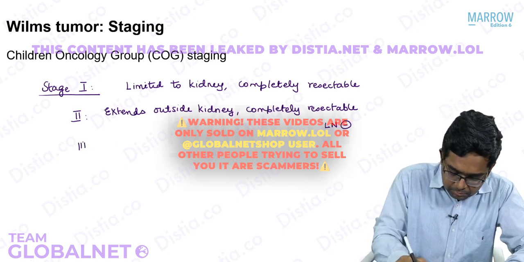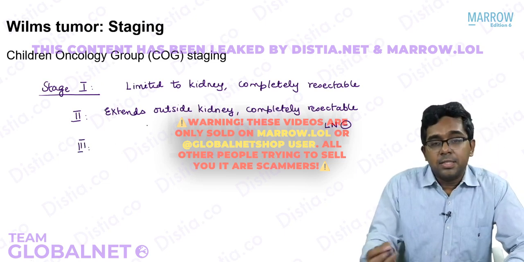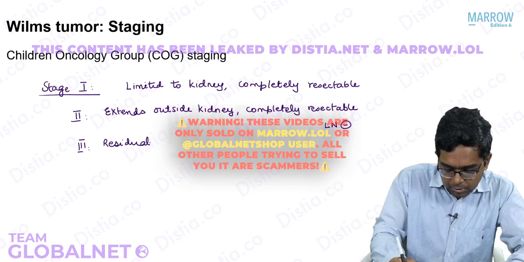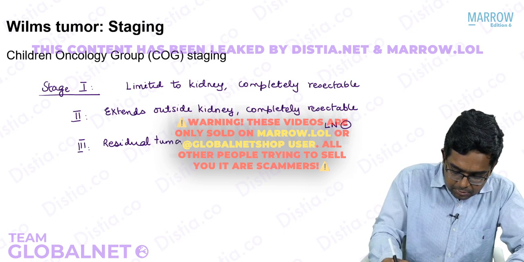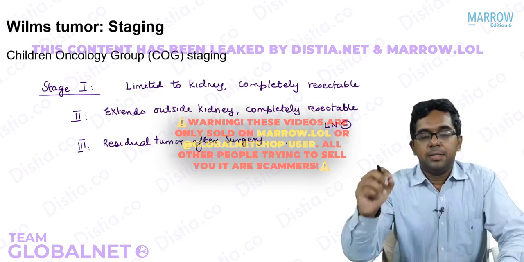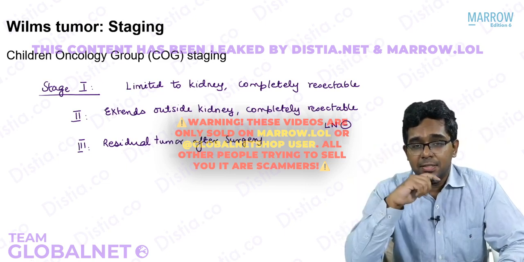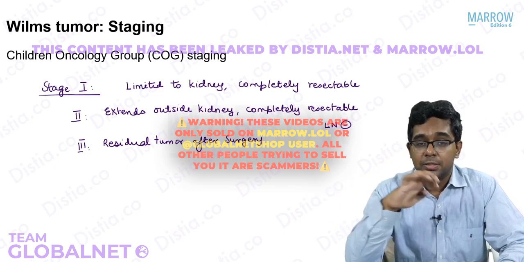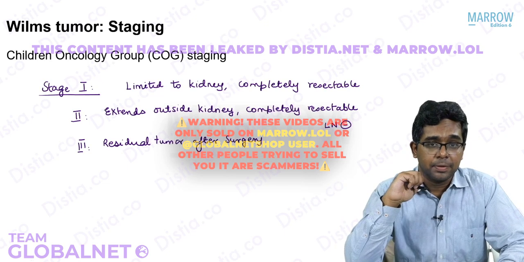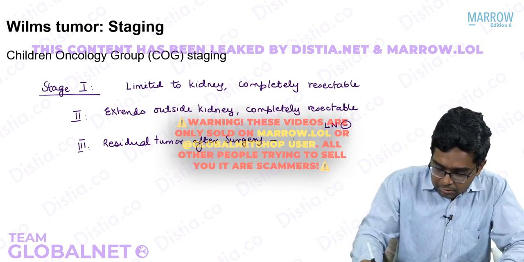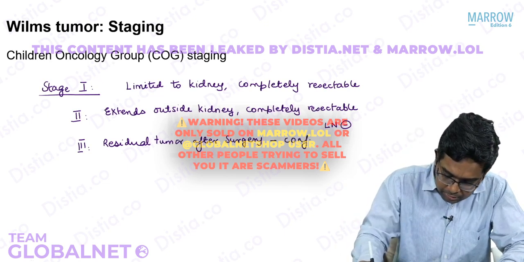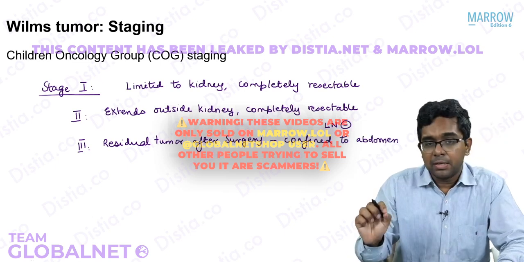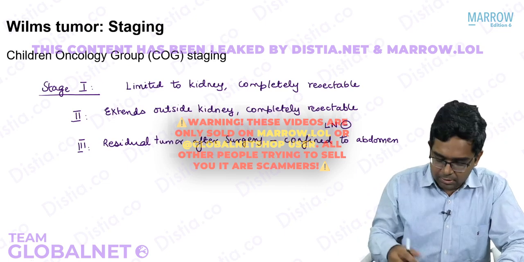Stage 3 means there is residual tumor after surgery. Residual tumor after surgery. That means even after you have done the surgical resection, the margins of that resected area still show tumor lesions. Then it is stage 3. And in this particular condition, the tumor is confined to the abdomen. So, it extends outside the kidney but is confined to the abdomen. Okay, that is what is stage 3.